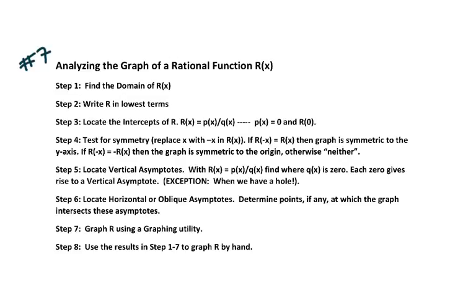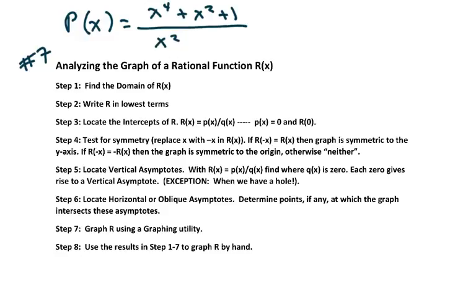Hi everyone. We're going to analyze the graph of, we'll call this one p of x, just for fun. So we're going to have (x^4 + x^2 + 1) over (x^2 - 1). And real quick, the denominator is really (x - 1)(x + 1), if you factor that. The numerator is going to be p of x. The denominator is q of x.